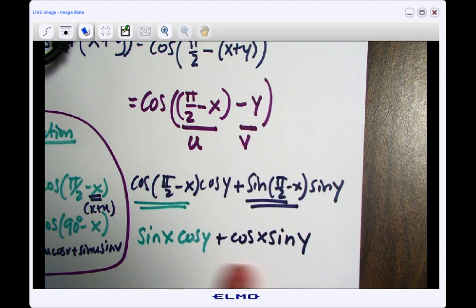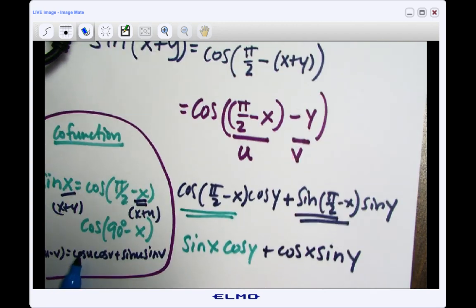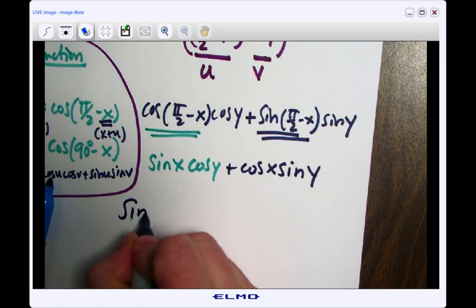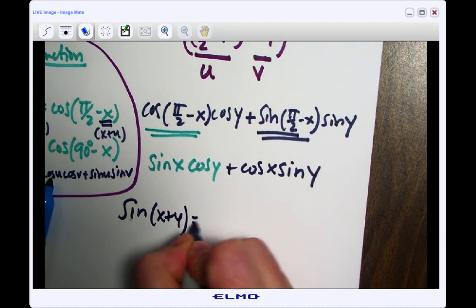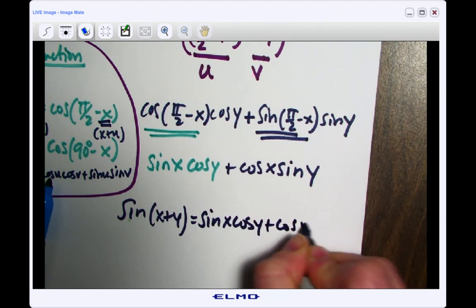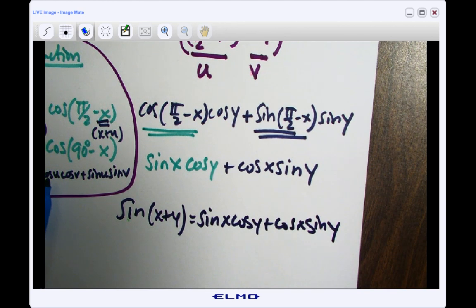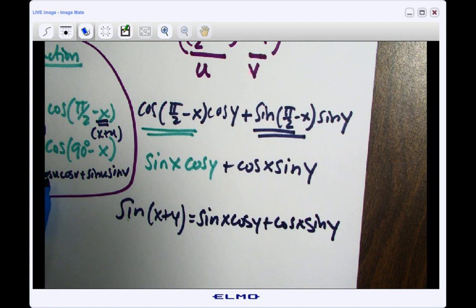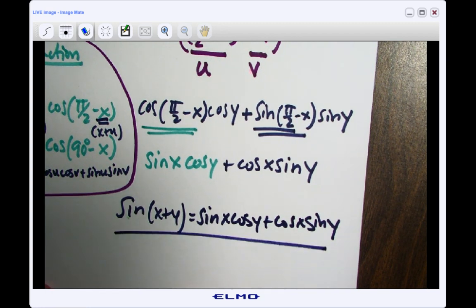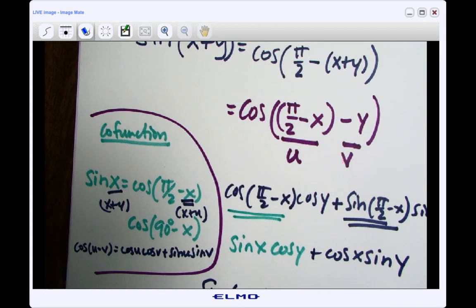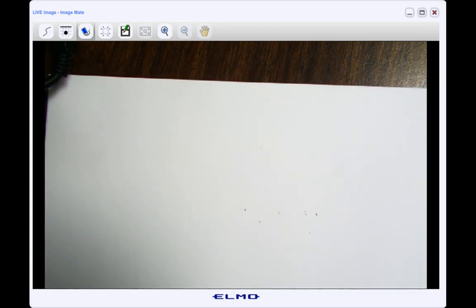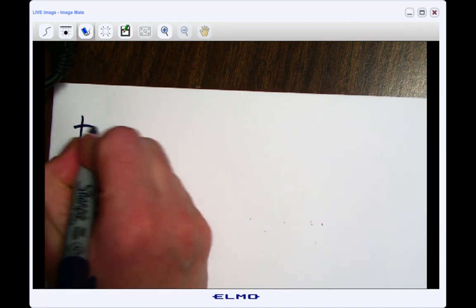So from here we can see that sine of x plus y is actually equal to sine x cosine y plus cosine x sine y, just by using my cofunction identity. Pretty clever, huh? So that takes care of my sine one. That was pretty simple. Now my tangent one is actually not too challenging either. We're going to use another identity that we know.